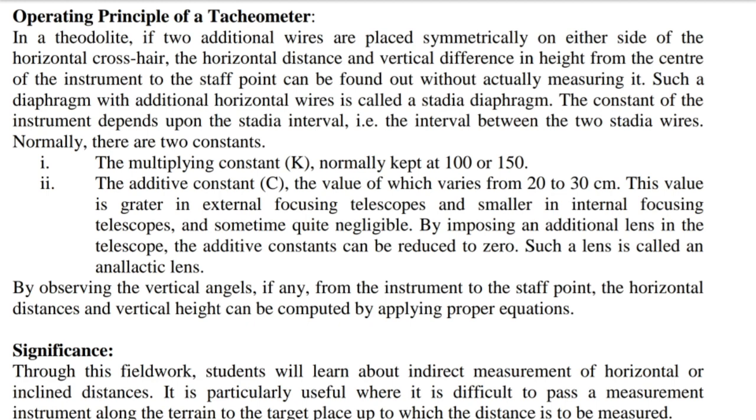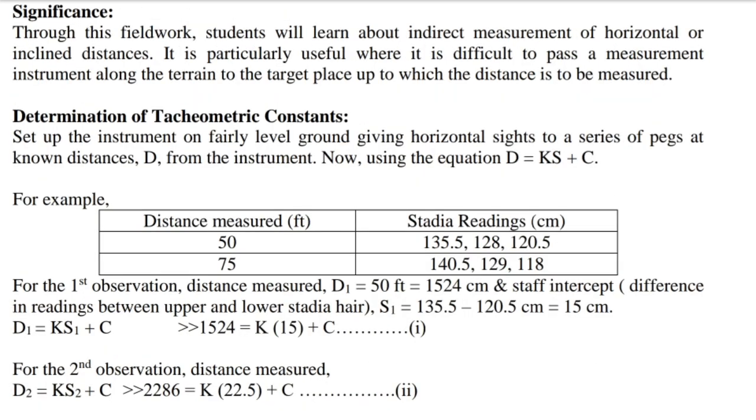1. The multiplying constant K, normally kept at 100 or 150. 2. The additive constant C, the value of which varies from 20 to 30 cm. This value is greater in external focusing telescopes and smaller in internal focusing telescopes, and sometimes quite negligible. By introducing an additional lens in the telescope, the additive constant can be reduced to zero. Such a lens is called an analytic lens. By observing the vertical angles, if any, from the instrument to the staff point, the horizontal distances and vertical heights can be computed by applying proper equations.